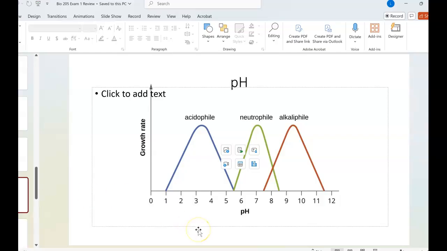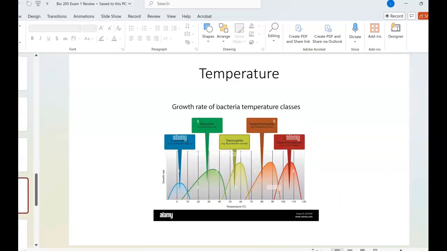We talked about pH. So organisms that like it a little more acidic would be acidophiles. Alkalophiles like it more basic. Neutrophiles are going to like it somewhere in the middle, so around neutral. Now, most bacteria that would be pathogenic to us would be neutrophiles because in most places of the body, we have a neutral pH.